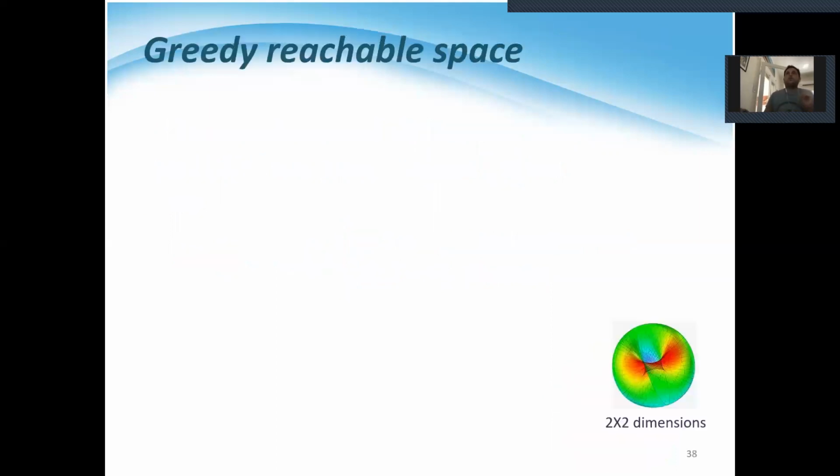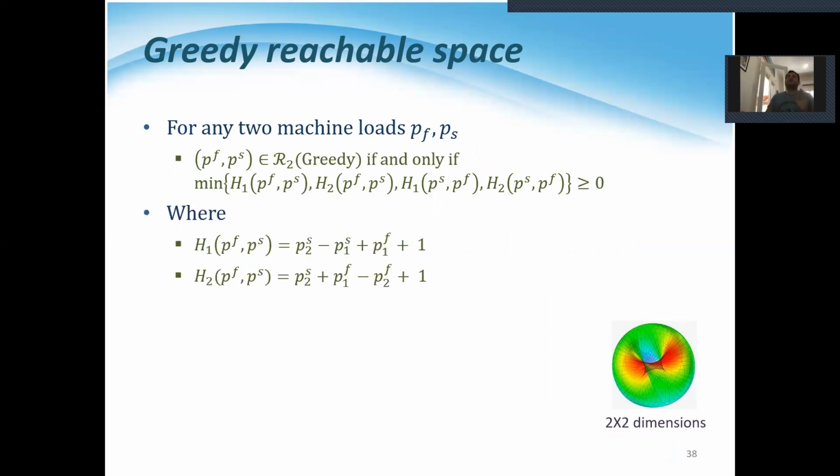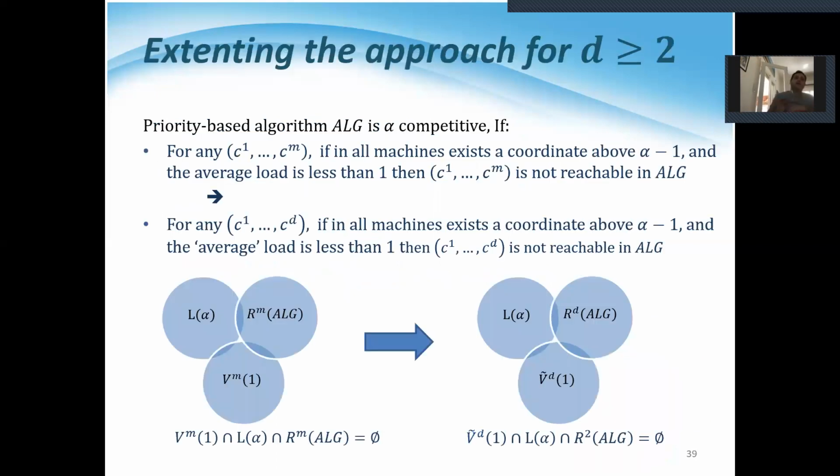And just to give you some closure about the greedy reachable space, I will not get into the details, but we actually found a complete characterization of the greedy reachable space. We found 4 half spaces that define it exactly, and using it, we found the exact competitive ratio. And as I said, we did it for the other algorithm as well. And one last thing to observe, that we can use this technique for priority-based algorithms and generalize it not just for 2 dimensions, but for any number of dimensions.